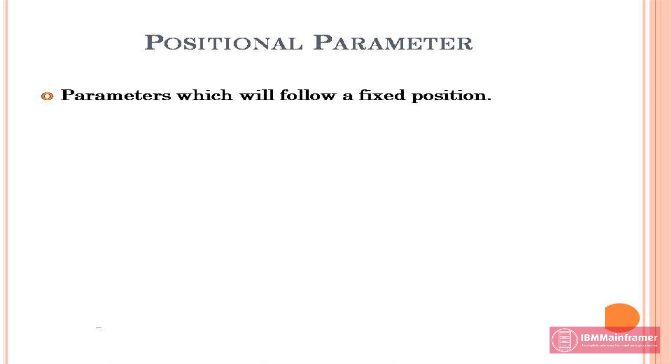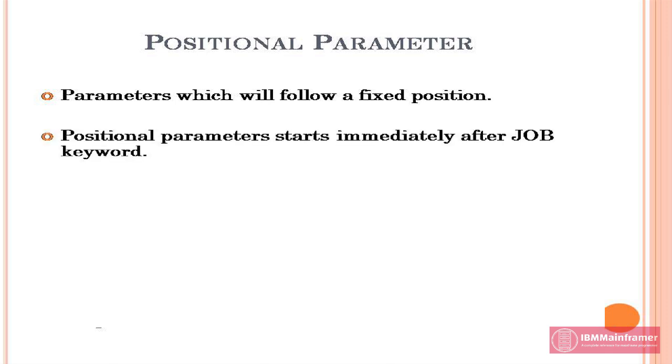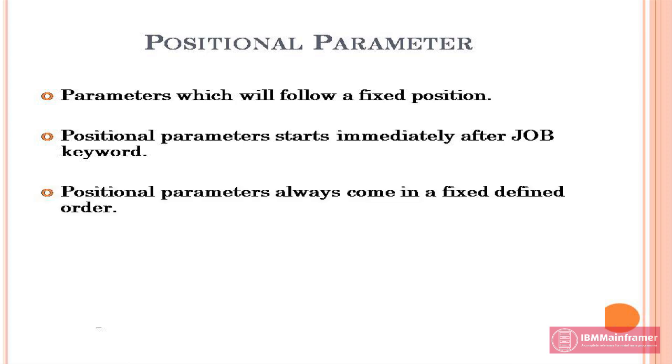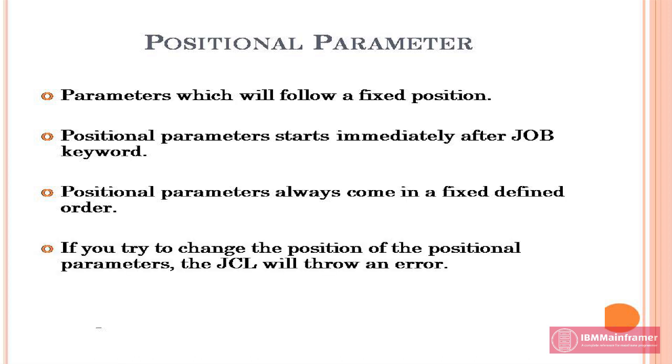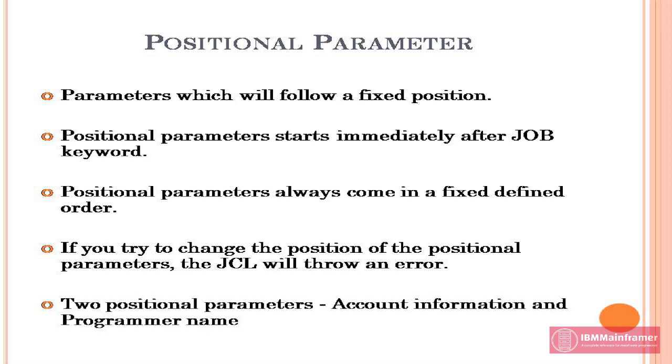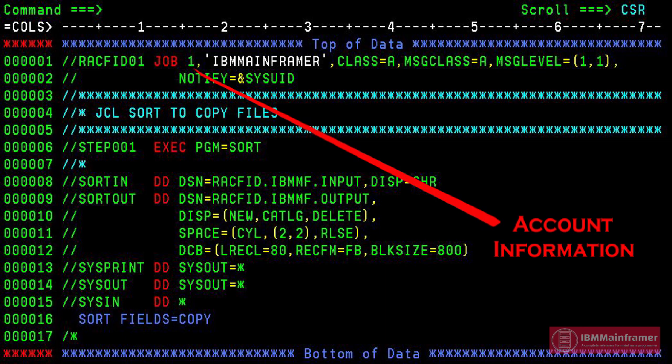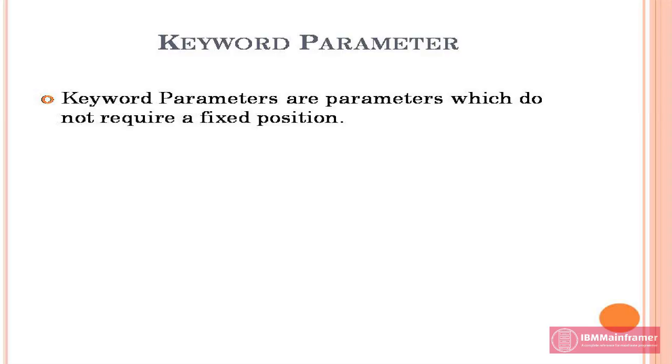The parameters which follow a fixed position are called positional parameters. Positional parameters start immediately after the JOB keyword. The positional parameters always come in a fixed defined order. If you try to change the position of the positional parameters, the JCL will throw an error. There are two positional parameters in JCL: account information and programmer name.